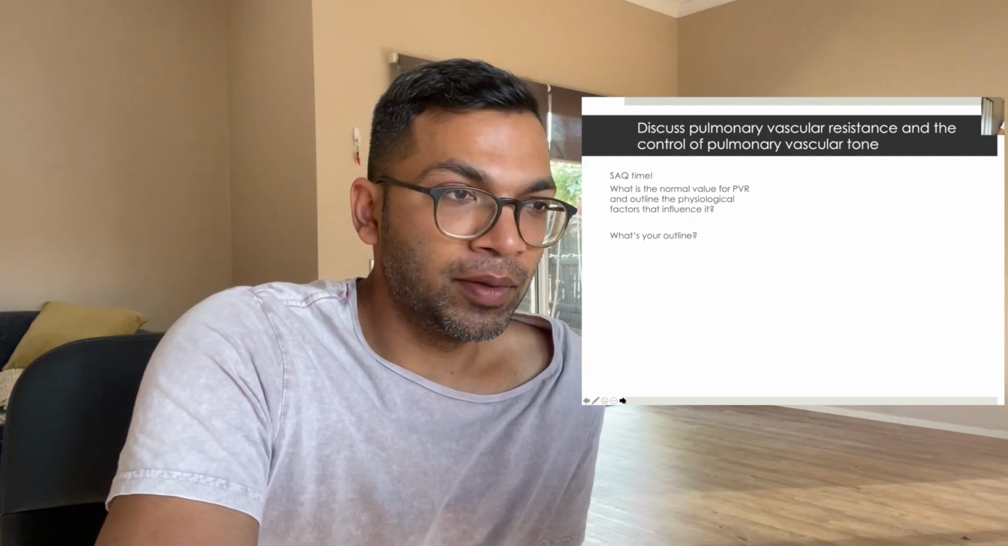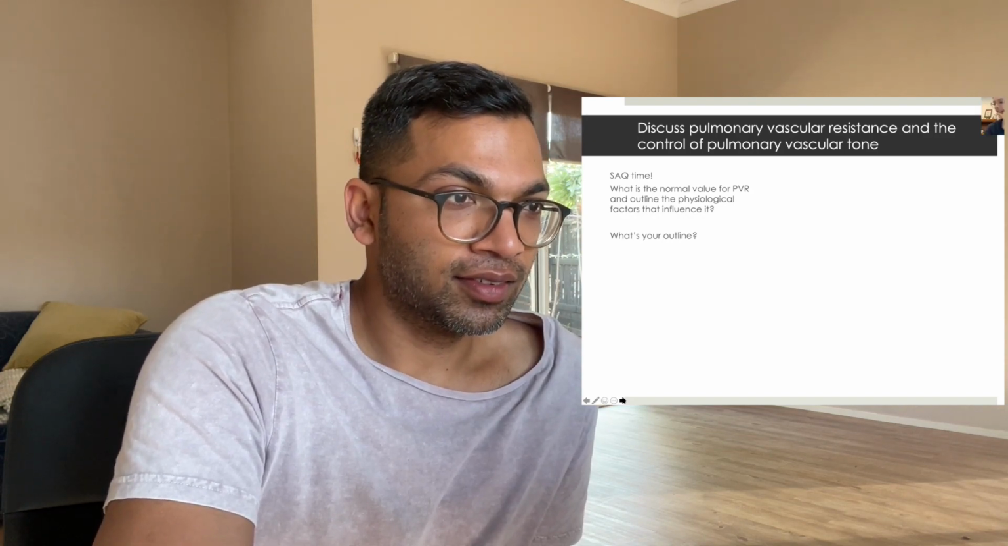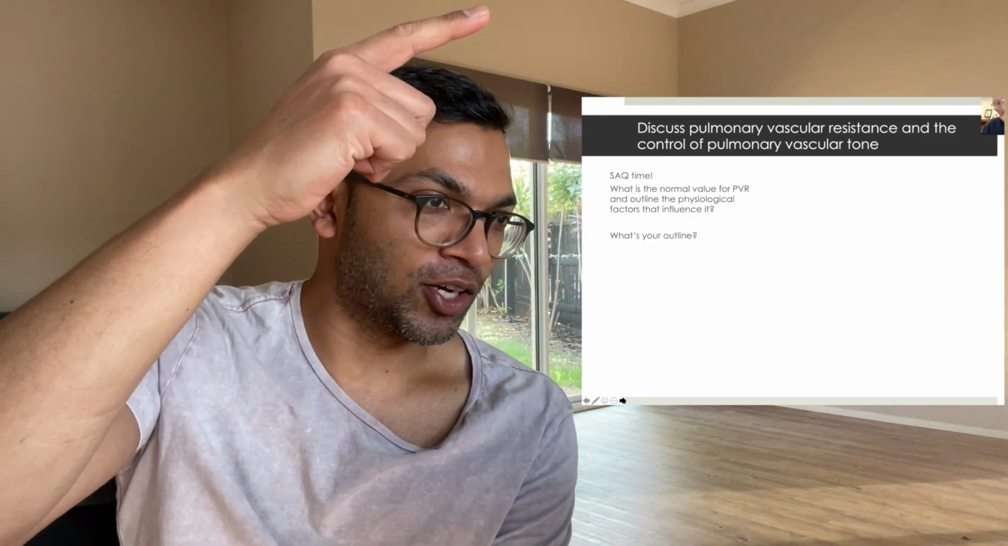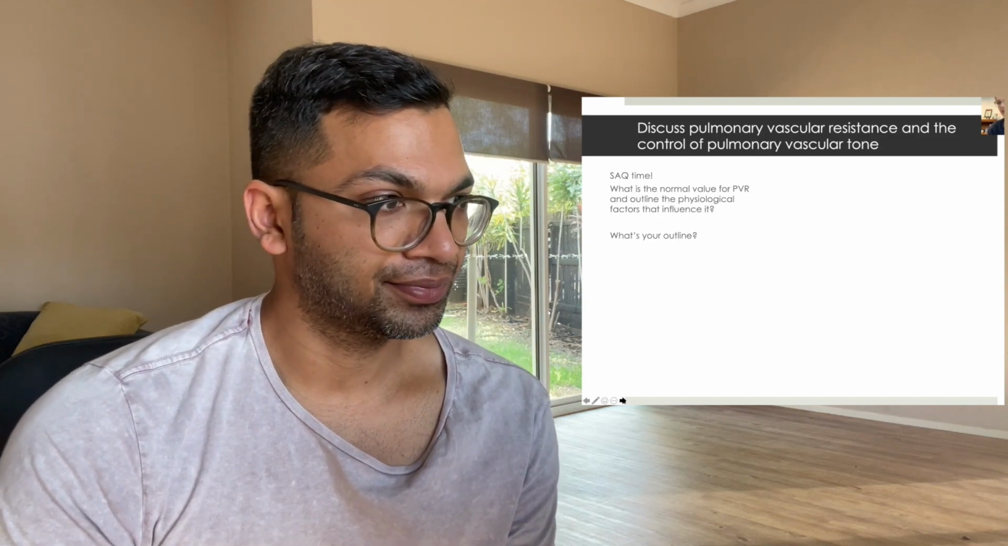I think it's millimeters of mercury per litre per minute. Oh yeah, I put them around the wrong way. Yeah, and you know that because pressure is at the top over flow. And the physiological things that influence it are primarily lung volume.